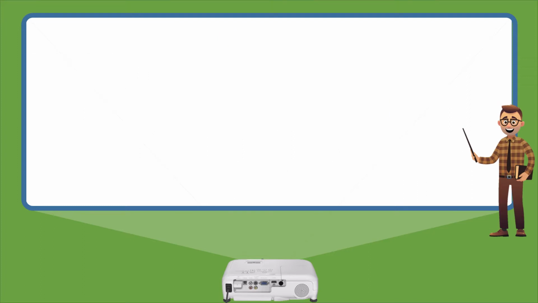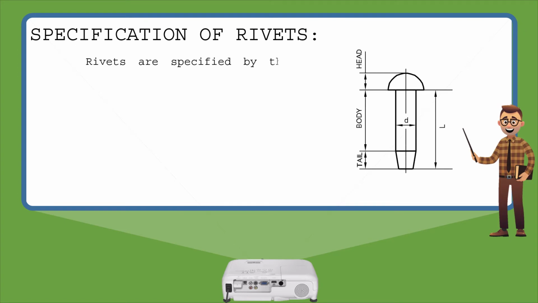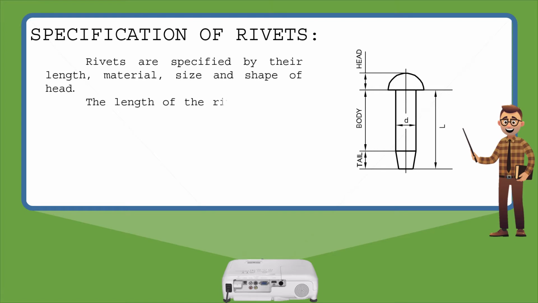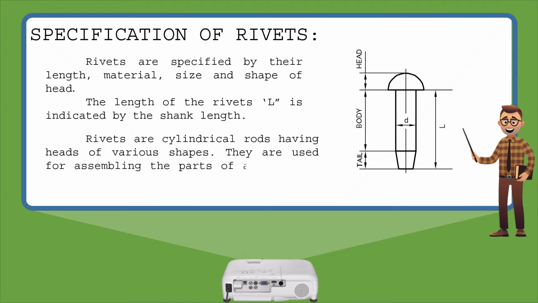Now, we are going to see the specification of rivets. Rivets are specified by their length, material, size, and shape of head. The length of the rivet, L, is indicated by the shank length. Rivets are cylindrical rods having heads of various shapes. They are used for assembling the parts of a workpiece together.